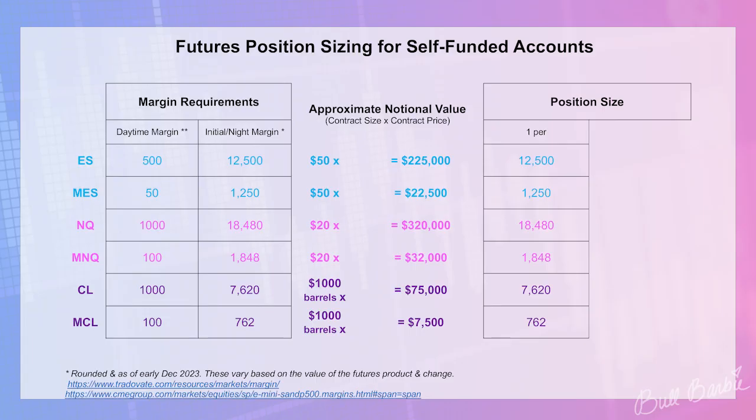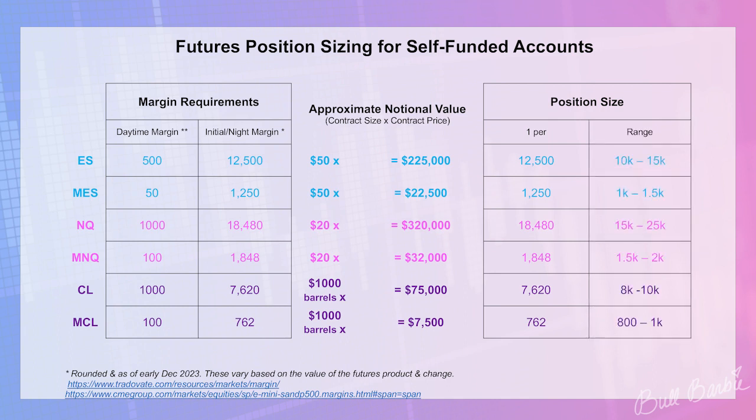With all of that in mind, here's a guide on how to pick your position size for your self-funded account. I like to take the initial or overnight margin and take one contract per that amount of margin, not the discounted day margin. That gives me a lot of protection and a lot of room for drawdown on bad days as well as good days. It doesn't give me a really tight pinch and a lot of anxiety while I'm actually in the trade. I'm not always super strict about this, so I tend to round it to a range.